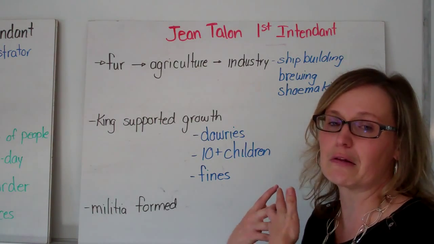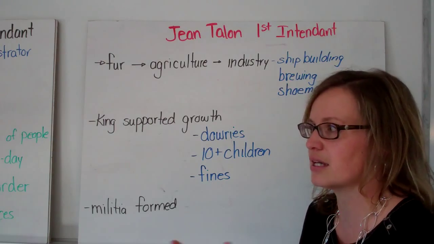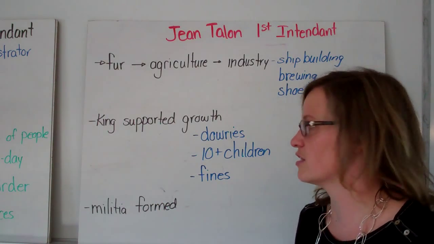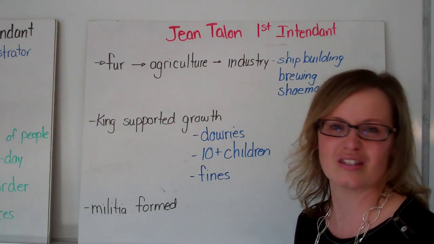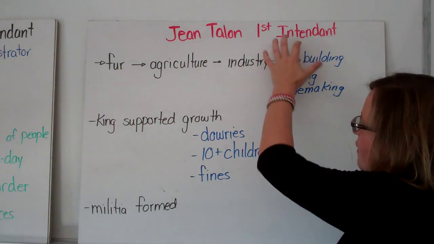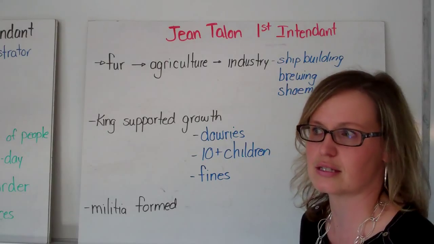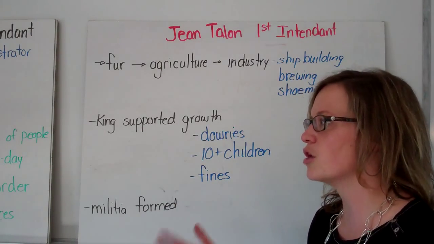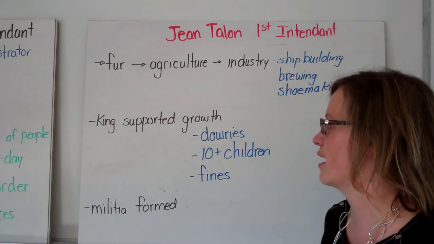France was funding a lot of things in the new colony because they weren't self-sufficient. They couldn't produce things on their own. They didn't have a market. They weren't creating wealth. So Jean Talon had this idea that if he created these industries, they would start to not have to rely so much on funding from France.